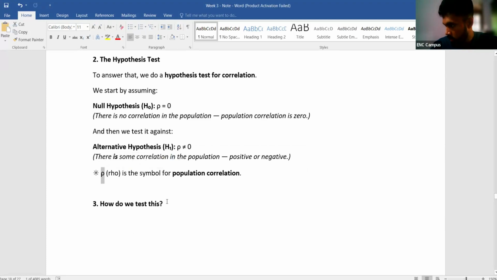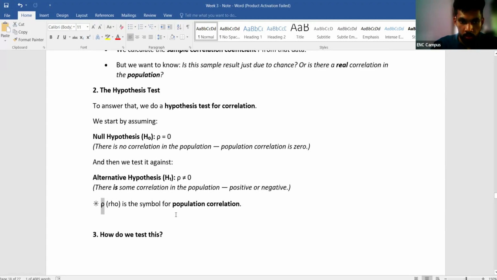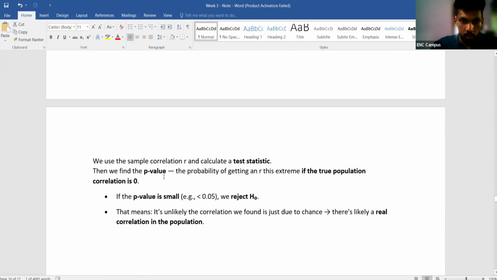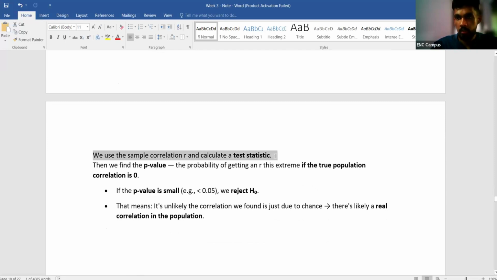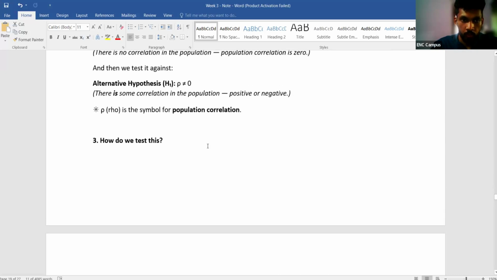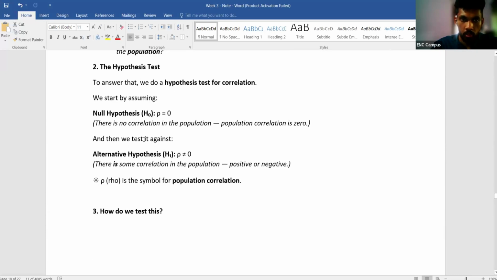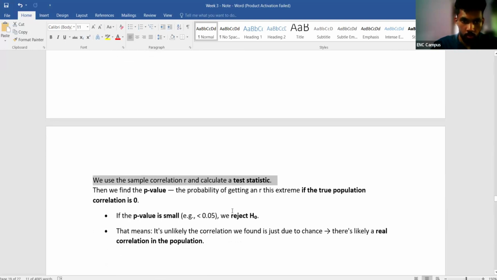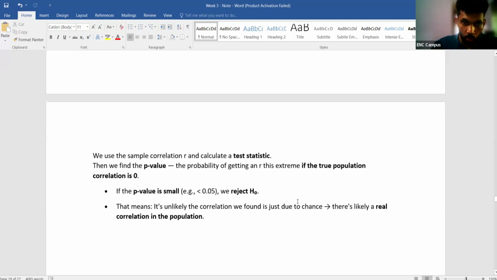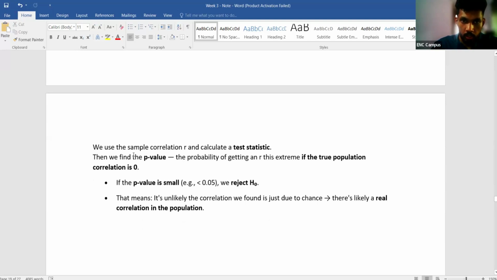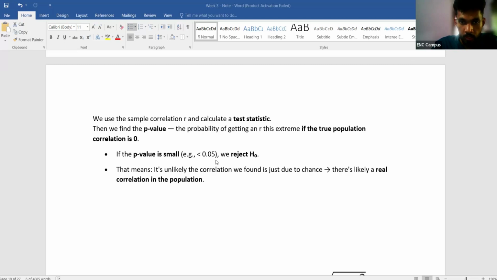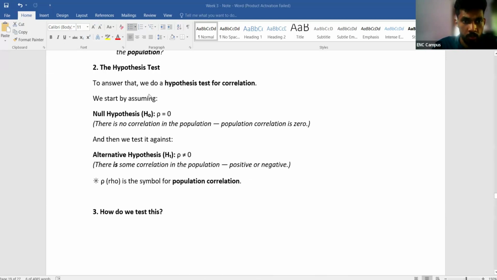So how do we test this hypothesis? We use the sample correlation R and calculate the test statistic. Then we find the p-value. If the p-value is smaller than our significance level, we reject the null hypothesis. That means there is a correlation in the population.